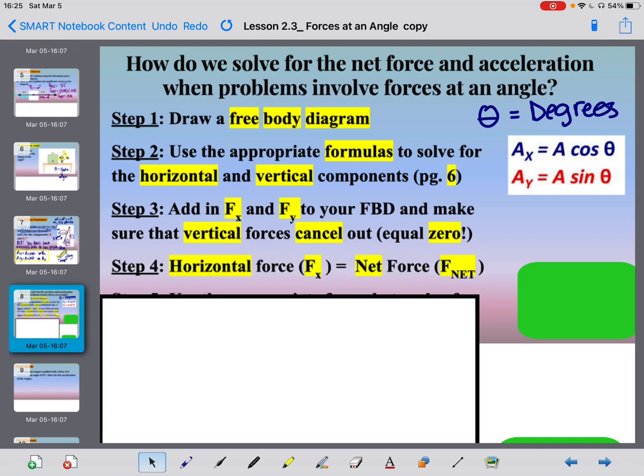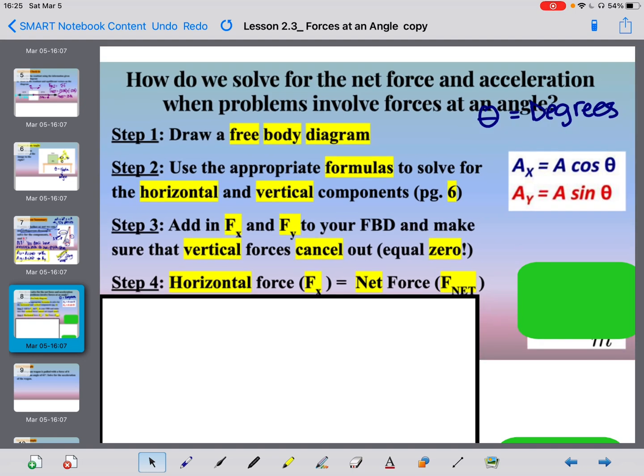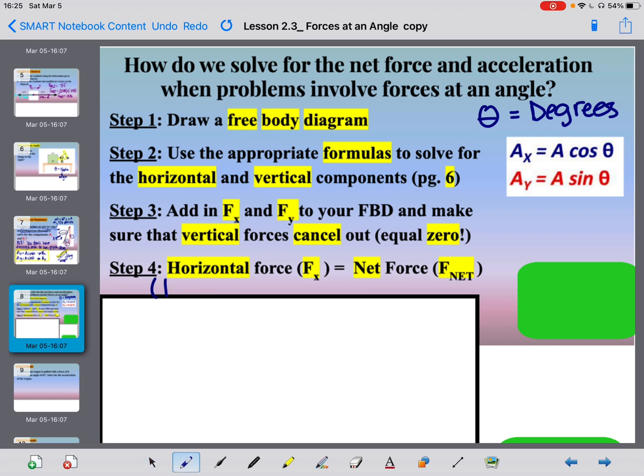The fourth step is making sure that you understand the horizontal force, Fx, is equal to the net force, okay? And I'm going to write here that this only happens when there is no friction, okay? If there is friction and we have to take it into account, then this idea is no longer true. But because we are not talking about friction yet, everything is going to be without friction. That means that my horizontal force, Fx, can equal the net force, and we have no problems, okay? We don't have to do any additional work.